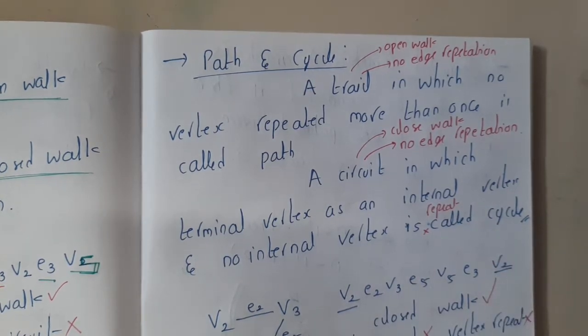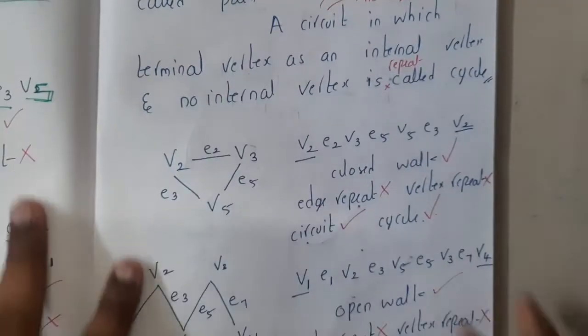So why did I start at walk? Why did I teach trial and circuit, and at the end we came to path and cycle? Got it? Yes. So now let us go through the examples.